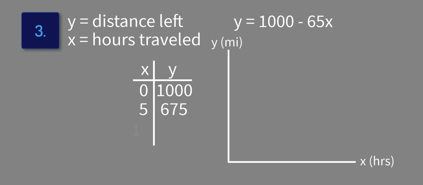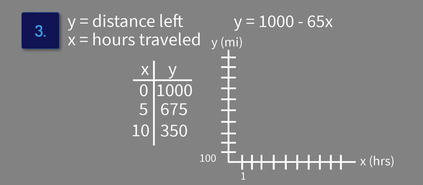Let's go ahead and use 10 as our next one. So at 10, 65 times 10 is 650. 1,000 minus 650 is 350. So at 10 hours, he has 350 miles left. So let's go ahead and first off make sure we get 1,000 on here. So let's make each one of these tick marks on the y-axis represent 100. And then we went up to 10, so we know we need to go a little beyond that because there's still some distance left at 10.